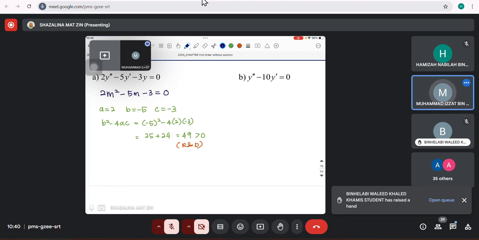Dia start dengan A, tanda soal. Masukkan A. Masukkan B, masukkan C. Okey, baik. Alright. Lebih kurang lah kan? Tekan EQN dan dia minta A, B and C, betul?